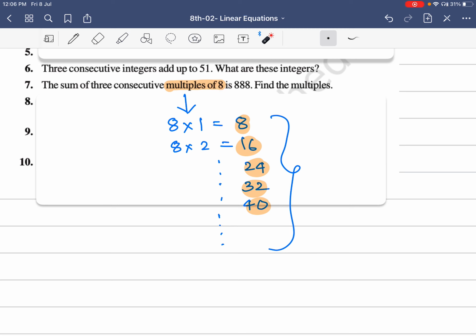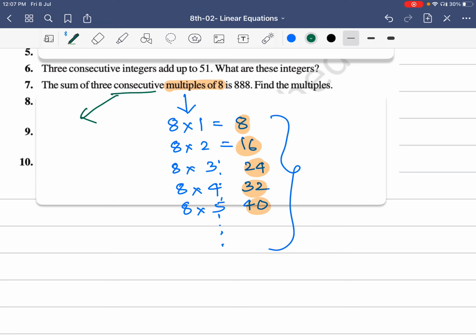Okay, very important point. Now let me write this also. This is 8 into 3, 8 into 4, 8 into 5, and so on. Okay, as you can clearly see, all these numbers are multiples of 8. Now, and they are 3 consecutive. If there are 3 consecutive numbers, okay, we have seen what is the meaning of consecutive. Let me try to just write it again.